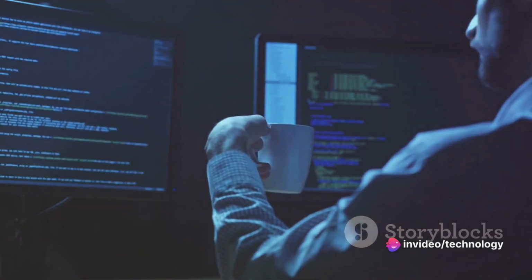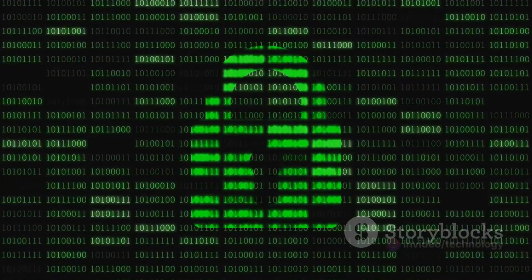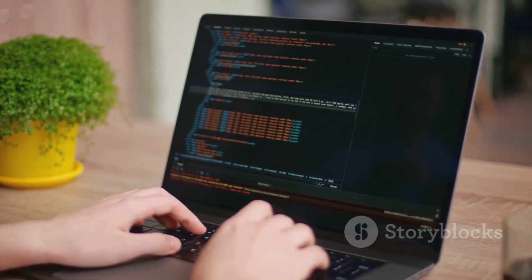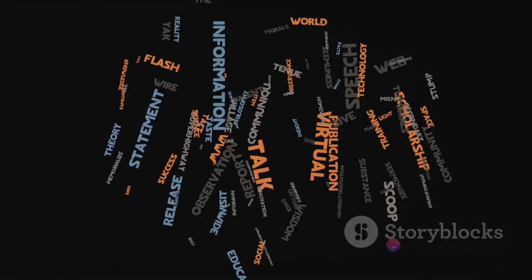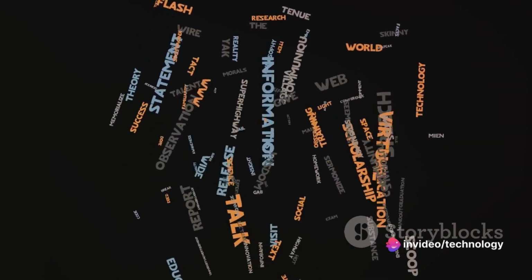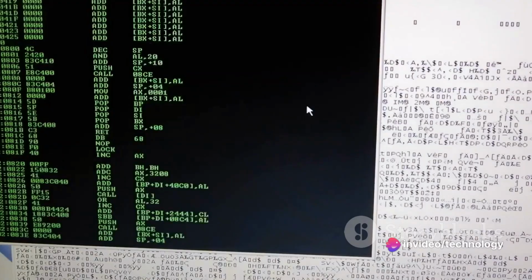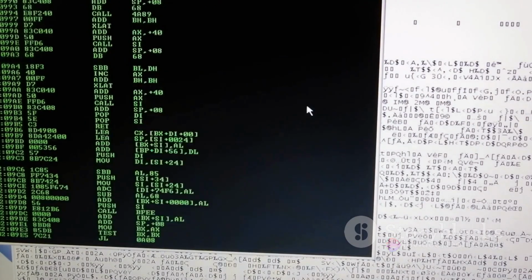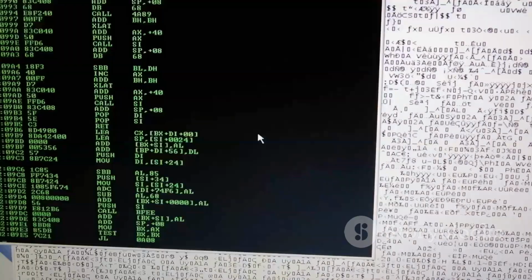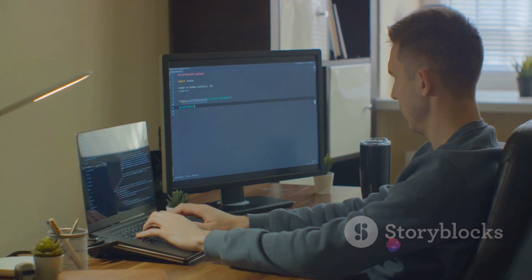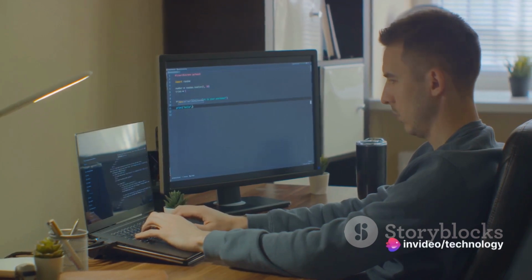You see, computers don't understand human language. They only understand the language of code. It's like giving them a set of instructions to follow. And just like we have different languages in the world, there are also different coding languages. Each one has its own syntax, its own rules, and they're used for different purposes. Some are perfect for building websites, others for creating games, and some are best for data analysis.